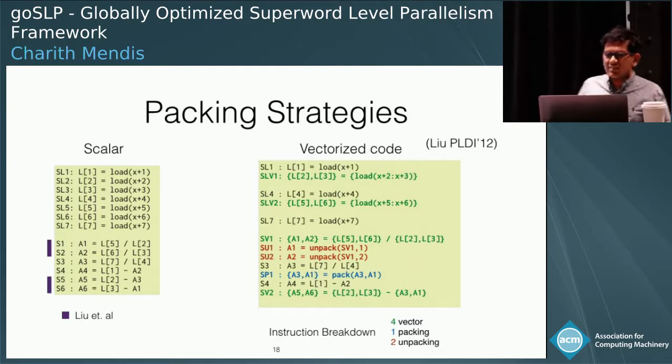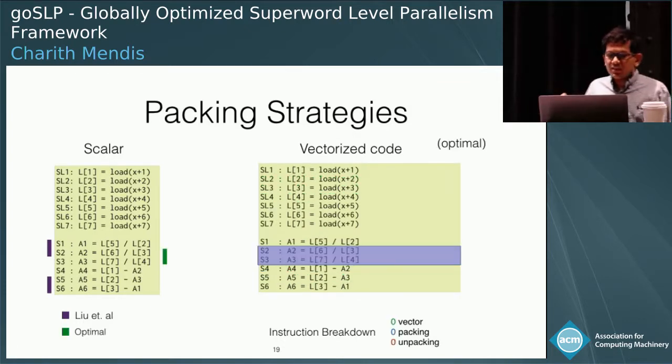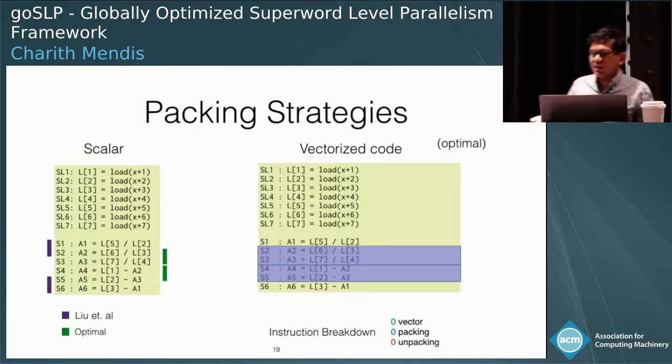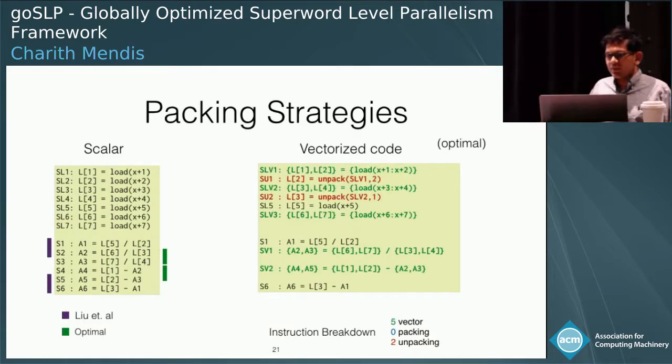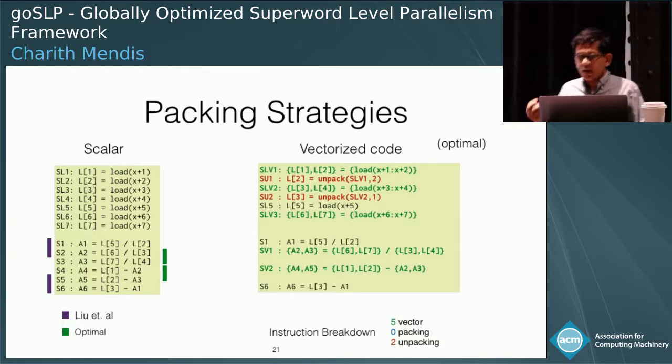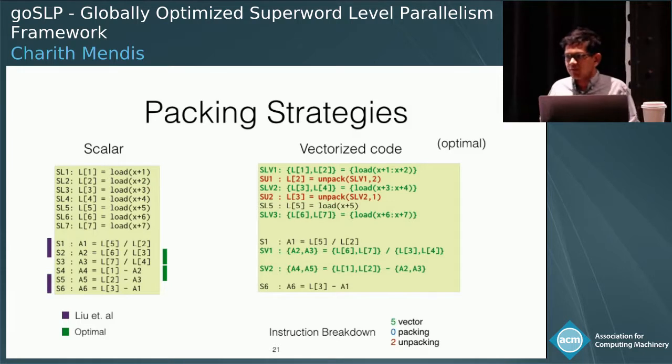Then next, the question is, can we do better in this simple piece of code? The answer is yes. For instance, if we instead selected S2, S3, and S4, S5 to vectorize first, and use the same strategy of vectorizing its operands, you will end up with vectorized code as shown here. Here, we generate five vector instructions while only incurring two unpacking overhead instructions. And this code is optimal for this given basic block.